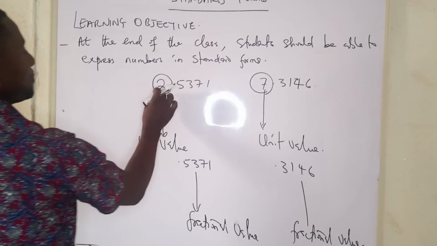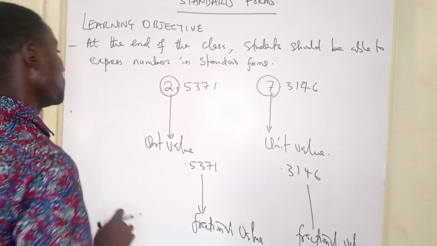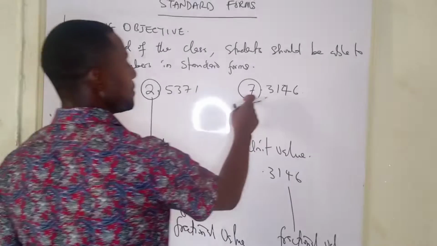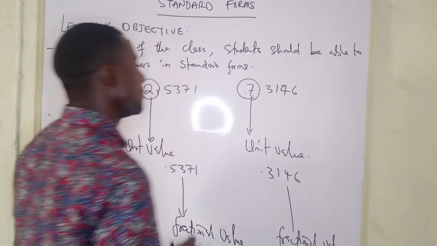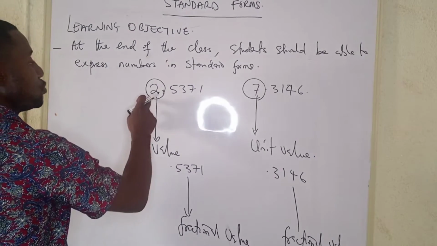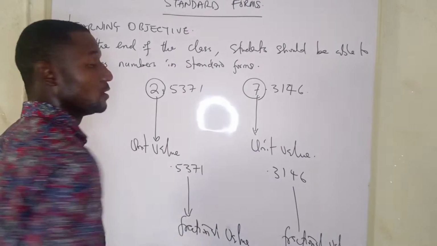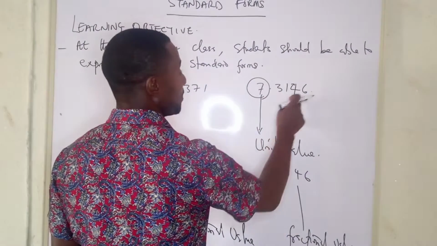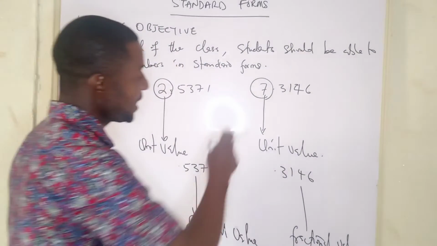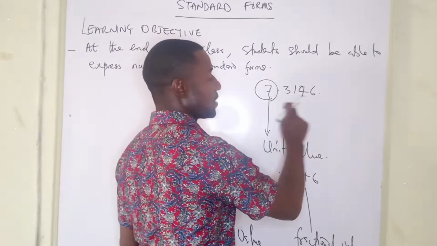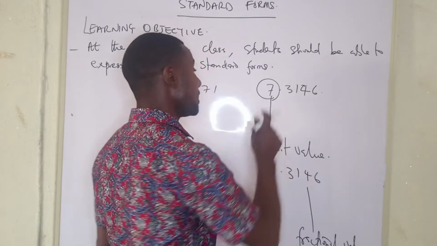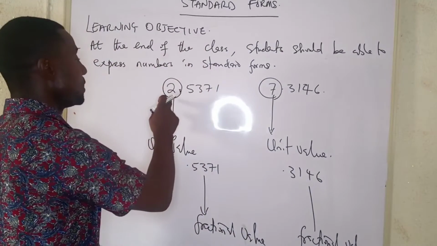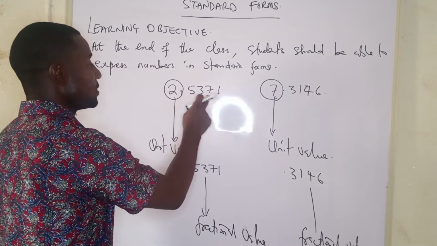Now, when you want to read this number, you say two point five three seven one. It will be wrong for you to say two point five thousand three hundred and seventy-one. After the decimal, everything is called one digit after the other. That is seven point three one four six, and this will be two point five three seven one.